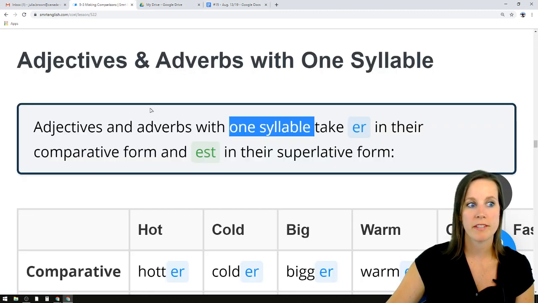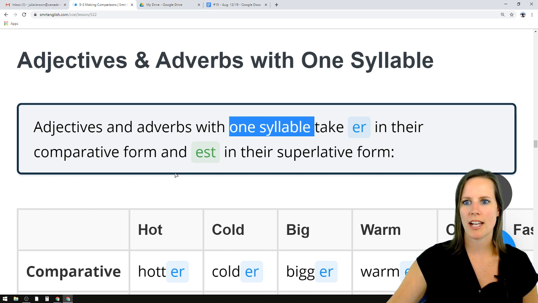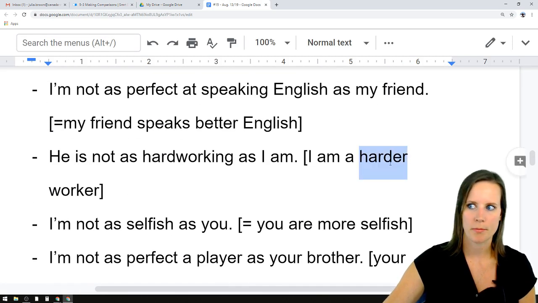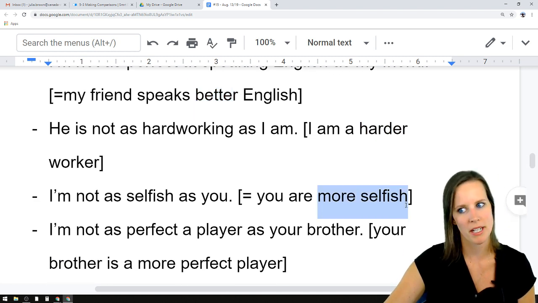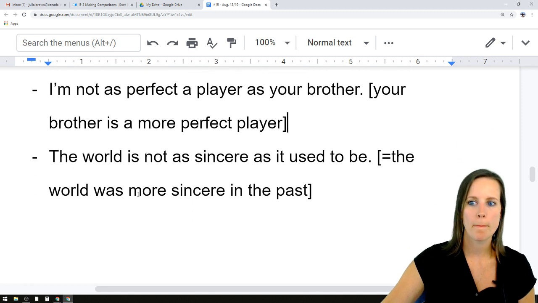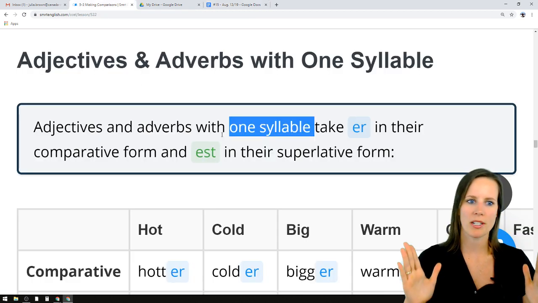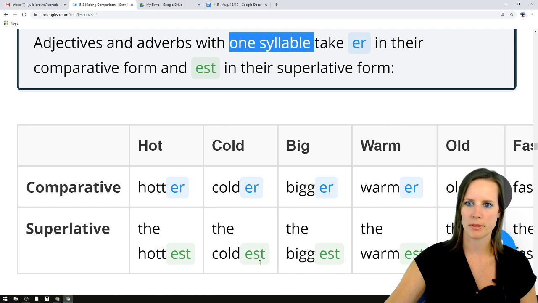So comparatives, we've been using them already today in this lesson, if that's what you mean. If we say not as, we've been also using the comparative. So for example, harder is a comparative, better is a comparative, more selfish is a comparative, more perfect player, comparative, okay? More sincere is a comparative, okay? Now, back to the comparative. So again, one syllable, that means when you say the word, it's only one clap, one syllable. Let's take a look at some examples.